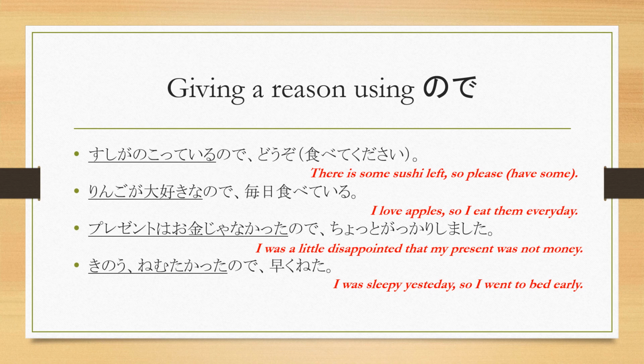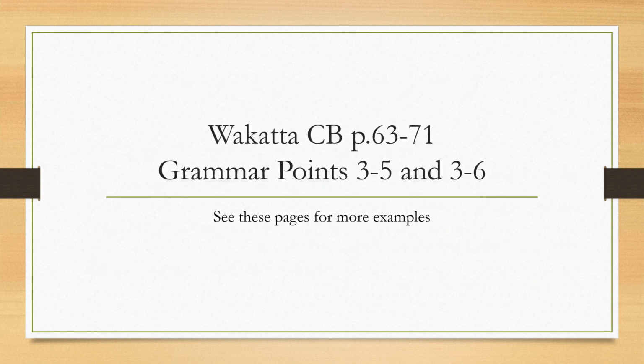So that concludes pretty much the two grammar structures you need to talk about to provide reason. For those people who would like to see a bit more examples in context, so you get a better idea as to how kara and node work, you are more than welcome to refer to your course book, pages 63 to 71. In those pages, please concentrate on grammar points 3.5 and 3.6 and have a read of the examples. That would not only demonstrate how it is used in a wider context, but also introduce some new vocab that you might want to learn.